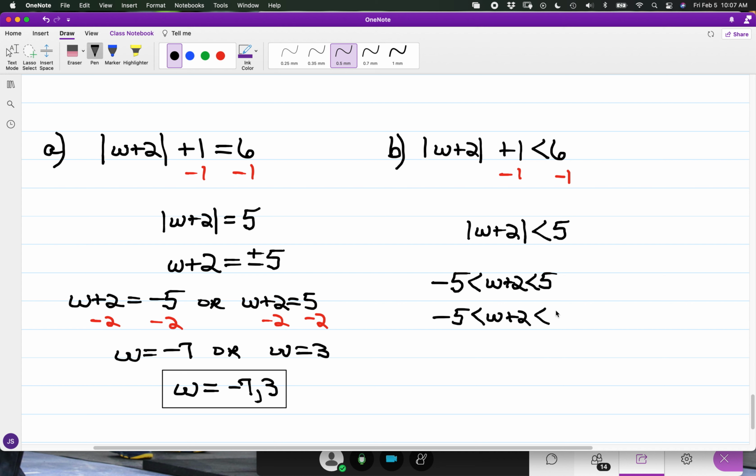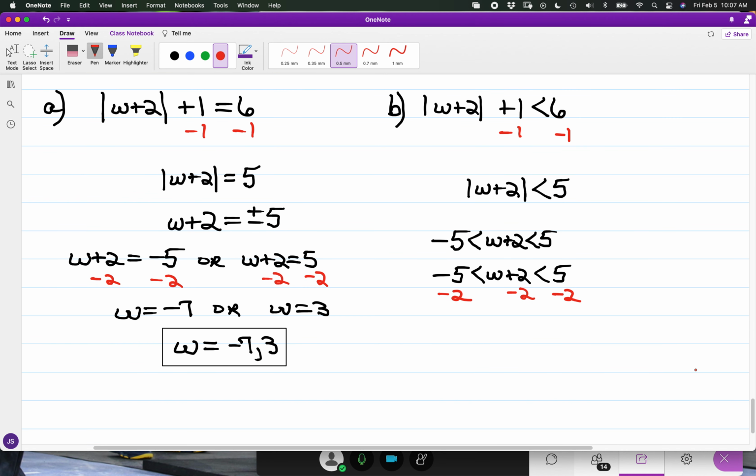And in isolating w in this compound inequality, if I take 2 away, the middle is affected, and the left and right hand sides will also be affected. So in this setup, we have negative 5 minus 2 becomes negative 7. Negative 7 is less than w, and in turn, w is less than 3.